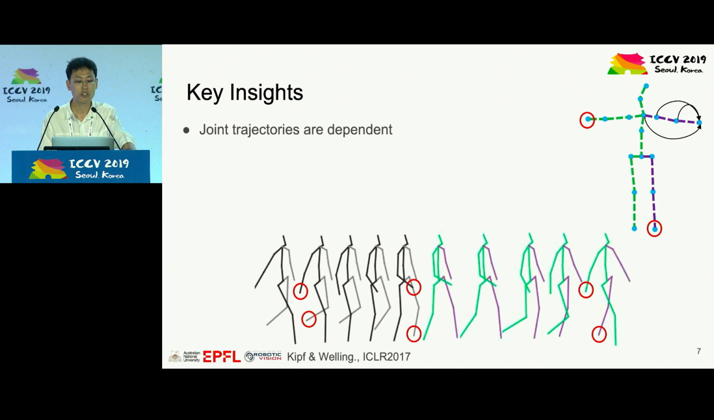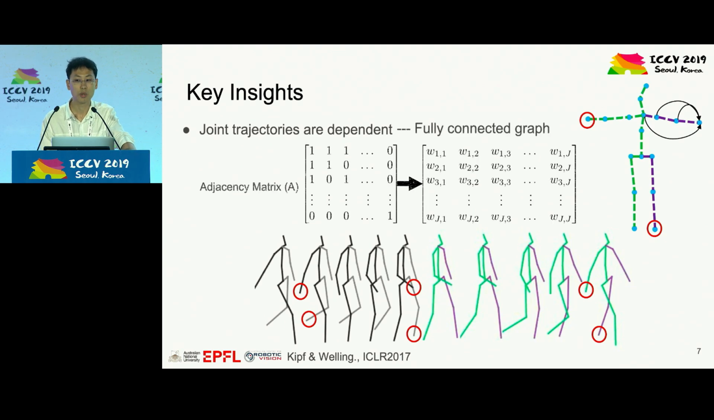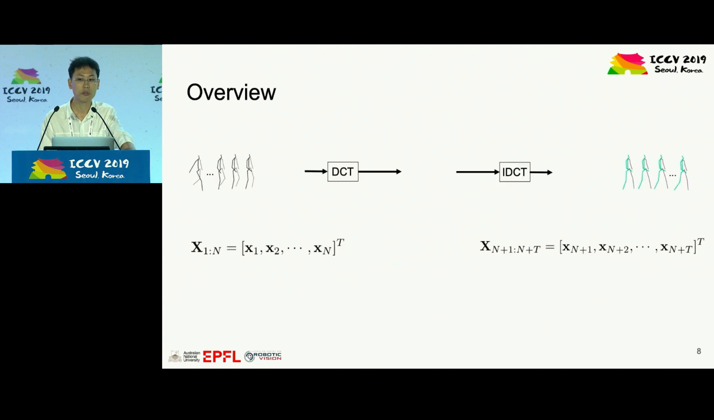However, one joint, such as the right hand, is not only related to its neighbors, but also to those that may be very far away, such as the left foot. So we design a fully connected graph with learnable connectivities, which means instead of using a predefined sparse adjacency matrix, we are going to use a learnable dense one. Putting everything together, we aim to find a mapping from the trajectory of the observed sequence to the future ones.